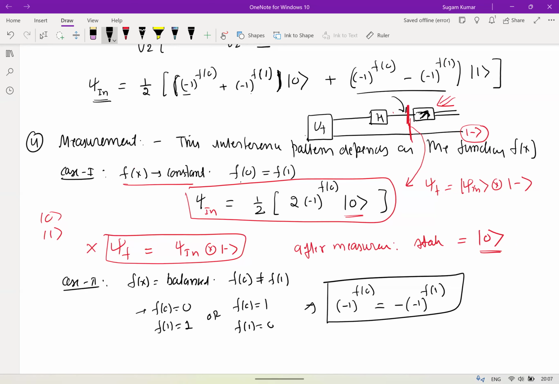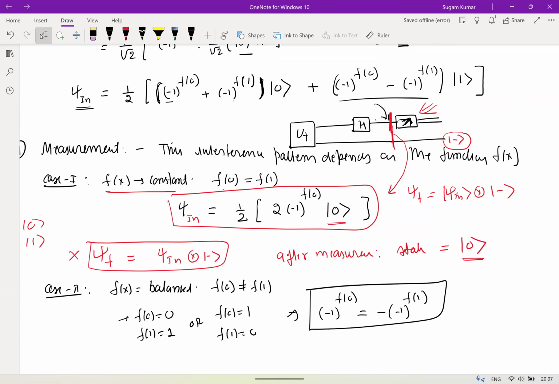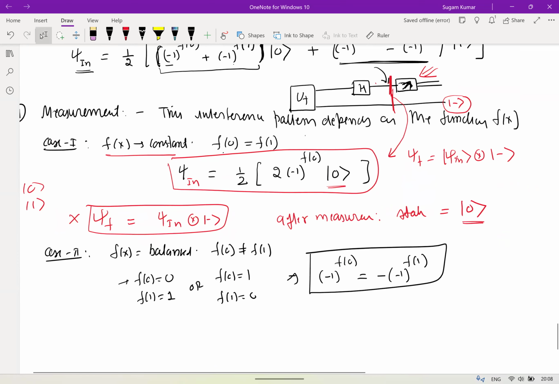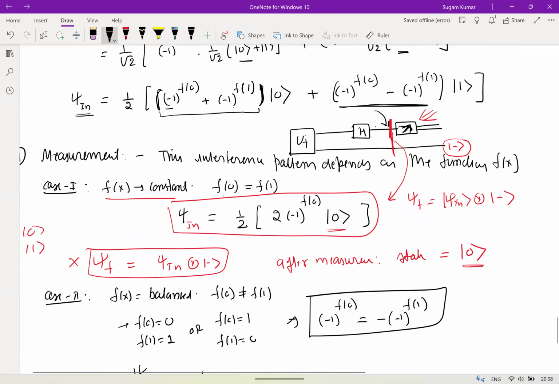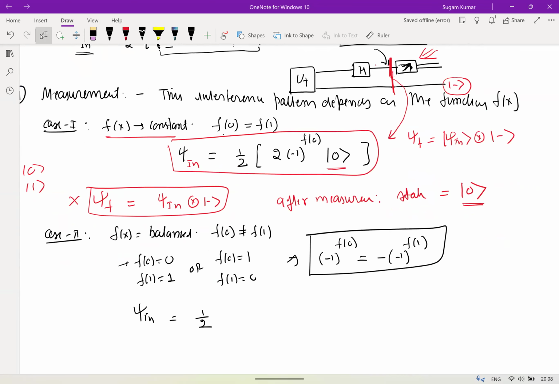In this situation, you can see what happened. Look at this part, it is going to cancel and this part is going to survive. So what will you get then? The psi in will be 1/2 and this part will survive, so this is going to become 2 times (-1)^f(1), and 1. So this is the basis state after the measurement. The state that will survive is 1. So it's very much clear.